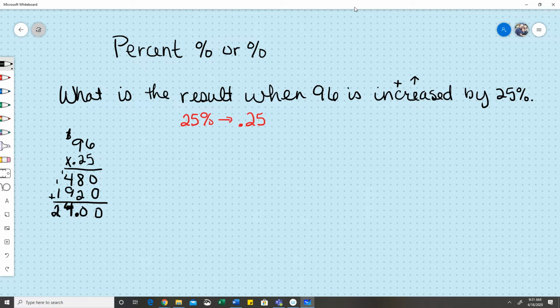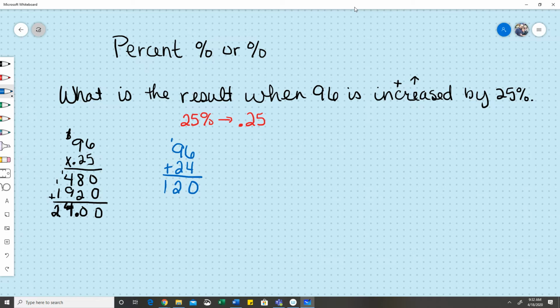Okay. So now I have to take that 96 and add 24. So 96 plus 24, we're going to get 120. Okay. So there's my solution, 120. That is 96 increased by 25%.